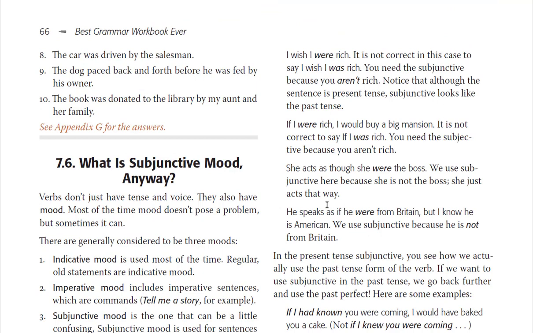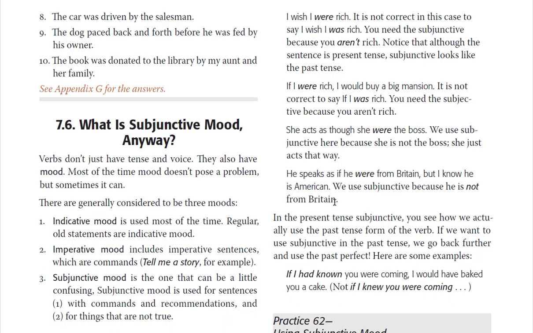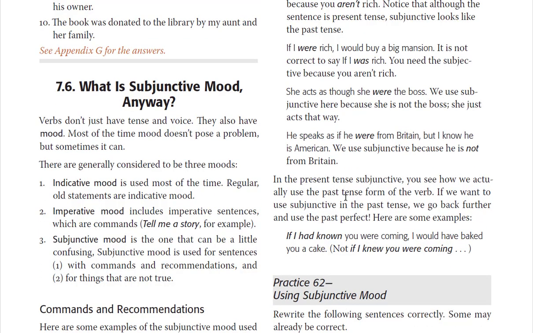What is subjunctive mood? Verbs don't just have tense and voice. They also have mood. Most of the time, mood doesn't pose a problem, but sometimes it can. There are generally considered to be three moods: indicative mood, imperative mood, and subjunctive mood. Indicative mood is used most of the time.